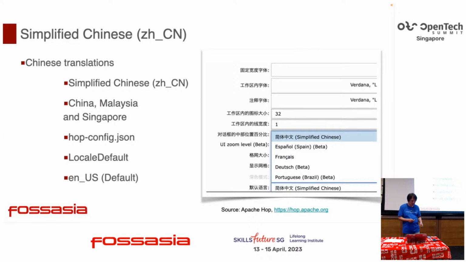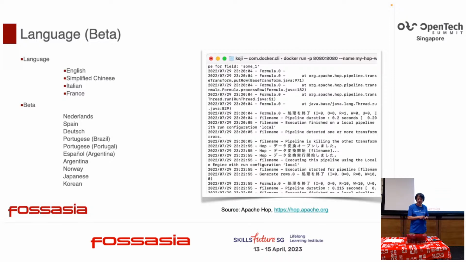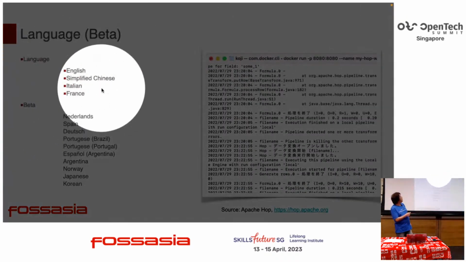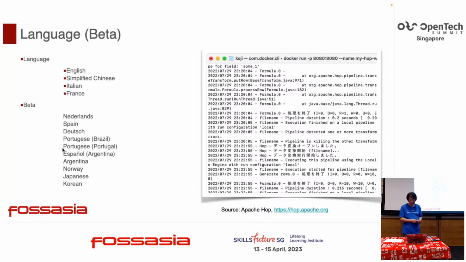and we have a lot of languages. One is simplified Chinese. We added simplified Chinese and English. Oh, Japanese also, it's a beta version. Our languages here: English, Chinese, Italian, French are not beta versions. Beta versions are Japanese and Korean or something.